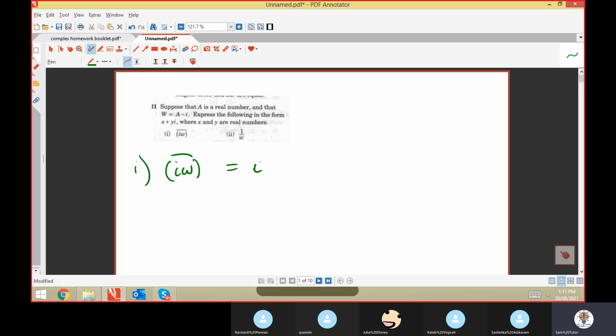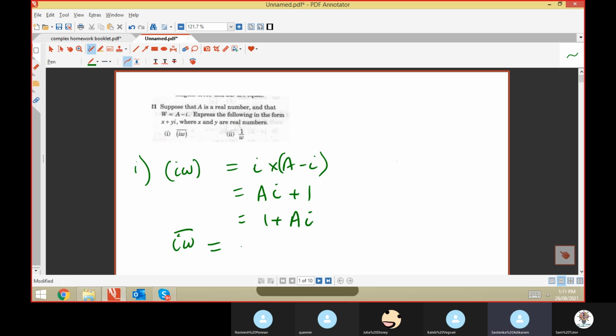So it would be i times a minus i, which becomes ai and then minus i squared, which is plus 1. We don't like it like this. We usually write them in this form, right? Real at the beginning and then imaginary at the end. So we don't get ourselves confused, let's swap it around. But that was just i omega. And if you wanted the conjugate of i omega, what's the answer? I got ai minus 1.